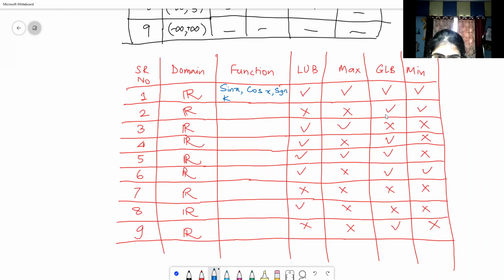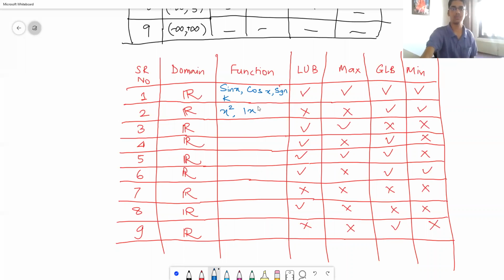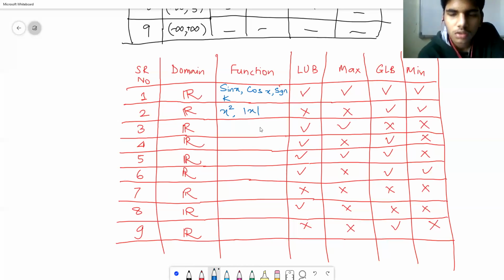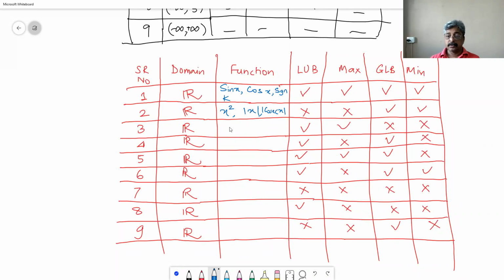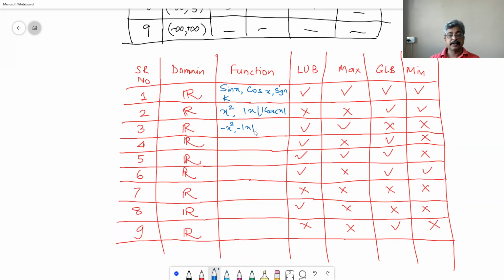Sir, y is equal to x square. Y is equal to mod x. Sir, mod cosec x. Solid. Very good. Third, LUB is there, max is there, GLB and minimum are not there. Minus mod x. Minus mod cosec x.